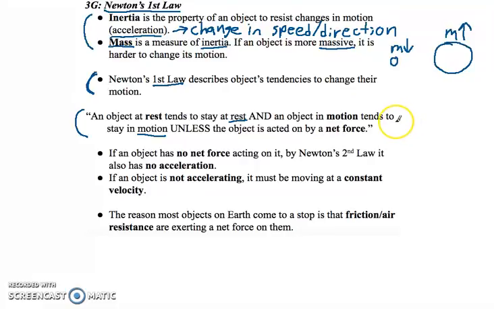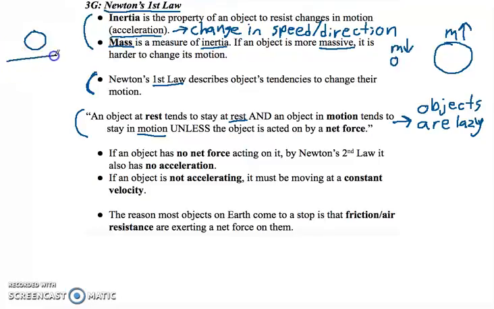So there's different ways of thinking about that. One way I like to think about that is it's effectively saying objects are lazy. It's a little bit of personification, but when I say objects are lazy, it's basically saying that they're going to do whatever they were doing before unless something forces them to do otherwise. So if you have a sphere standing still, and there's nothing acting on it, it's just going to stay still.